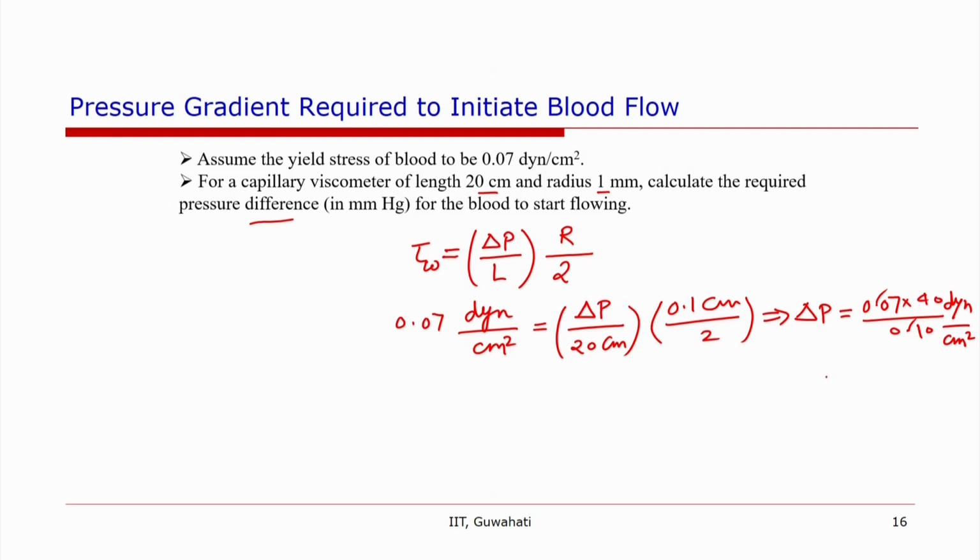So that will be 28 dyne per centimeter square, or 2.8 Pascal. One can then change it to rho gh. One can then change it to mmHg, and the final answer will be 0.021 mm of Hg.